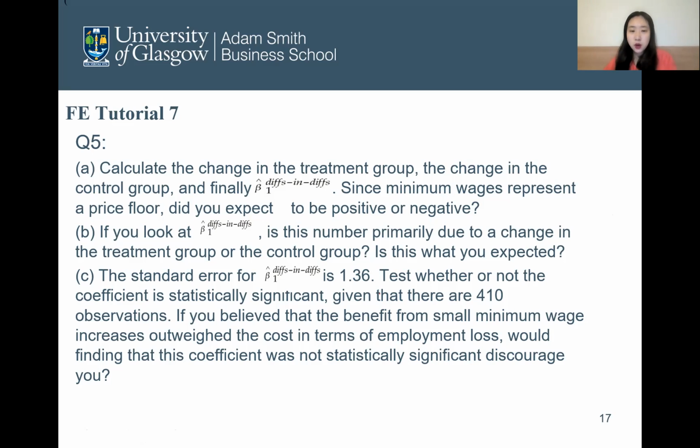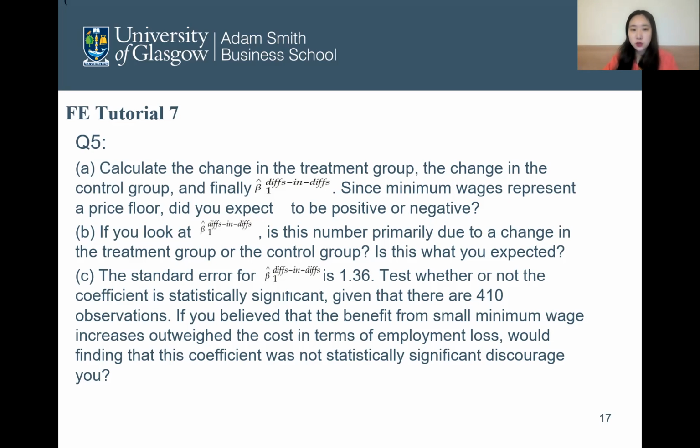And then the standard error for it is 1.36. Test whether or not the coefficient is statistically significant. And given that there are 410 observations, if you believe that the benefit from a small minimum wage increase outweighs the cost in terms of employment loss, would finding that this coefficient was not statistically significant discourage you, right?